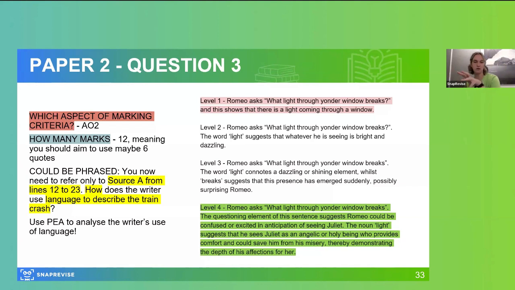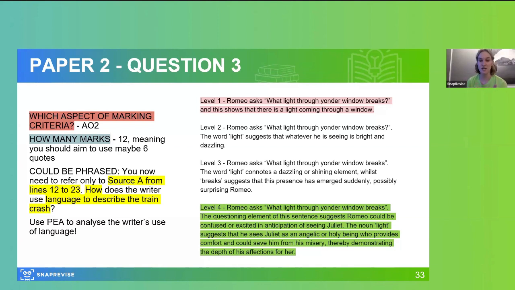This obviously is talking about Romeo. I just wanted to show you again how you can go from a level 1 answer to a level 4 answer when using PEA in a bit more detail. So again, for this question, you want to be looking at language techniques. So you want to be looking at word choice of the nouns, the verbs, thinking about the adjectives, thinking about any imagery, thinking about tone, everything like that.